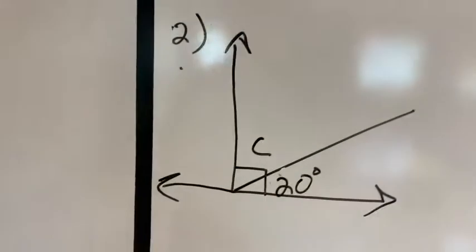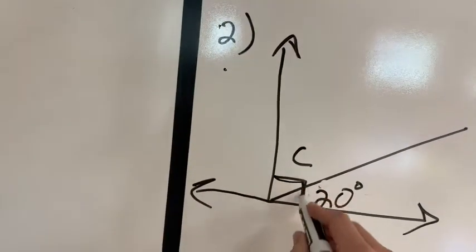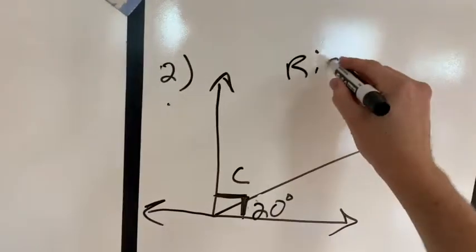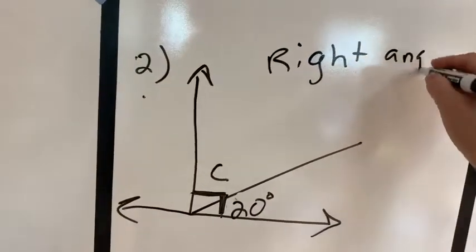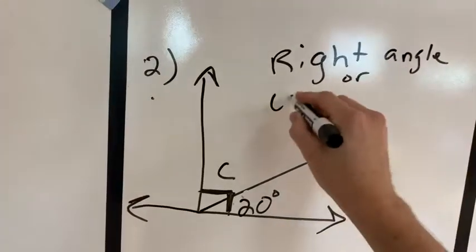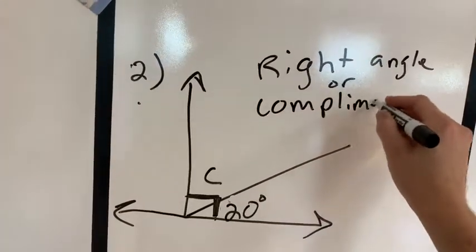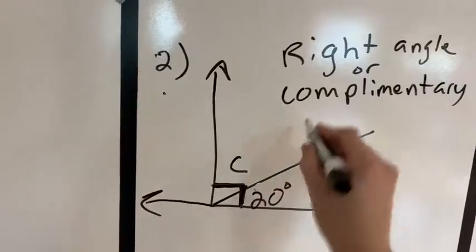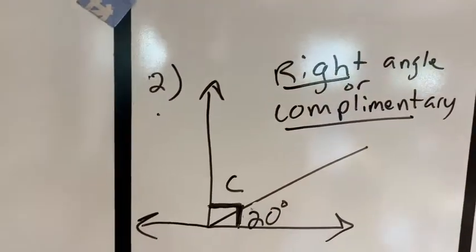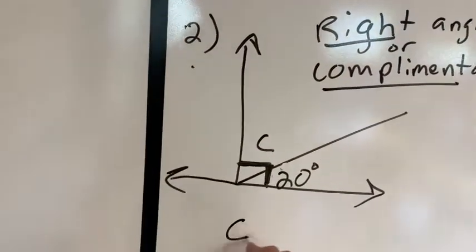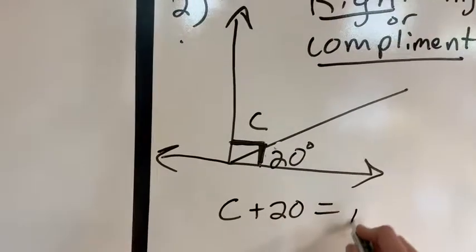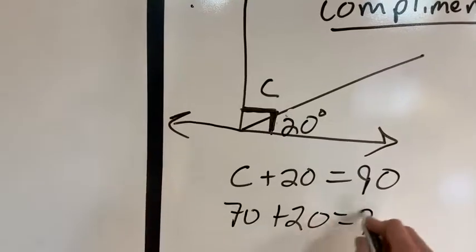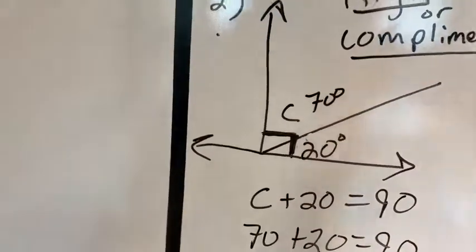Let's go down here now. Right here, one visual thing I automatically see is I see this little square box in the corner. That automatically means that we are dealing with a right angle, or you could call it complementary. This is one of the easier ones to see because of that nice visual box. And complementary or right angles have to add up to 90 degrees. So whatever C is plus 20 has to give me 90. 70 plus 20 gets me to that 90. So C has to be 70 degrees to make it work.